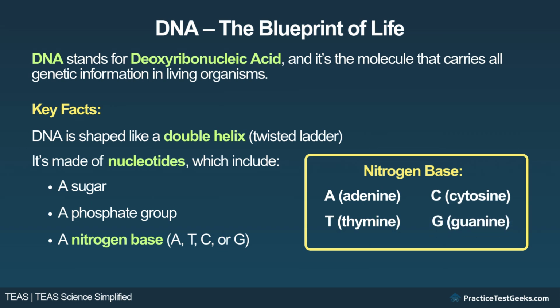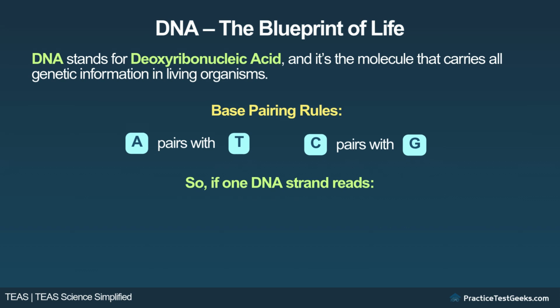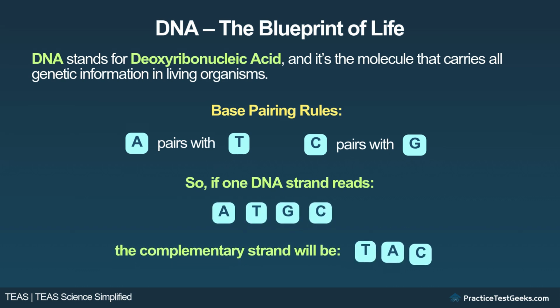Here's the rule that TTEAS loves to test. A always pairs with T, C always pairs with G. So if you see a DNA strand that says ATGC, the matching strand would be TACG. That's all there is to it. Just remember ATCG.